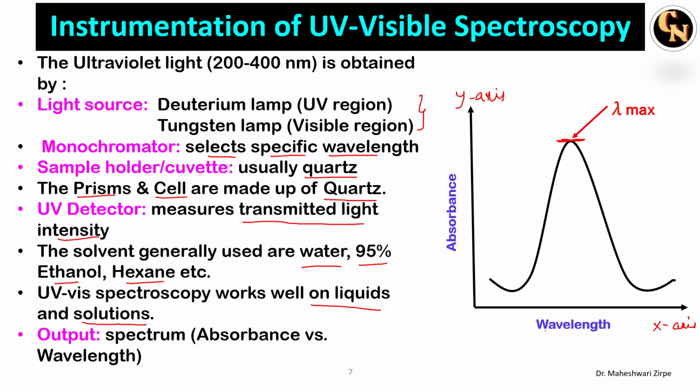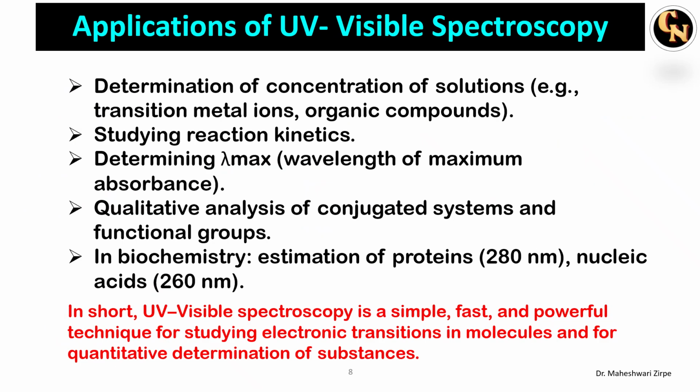So this is how UV visible spectroscopy works. Now what are the applications of UV visible spectroscopy? It is used to determine the concentration of a solution, for example transition metal ions and organic compounds. We can study reaction kinetics. We can determine lambda max, the wavelength of maximum absorbance. We can also use it for qualitative analysis of conjugated systems and functional groups, because these are the groups responsible for the absorption of UV light.